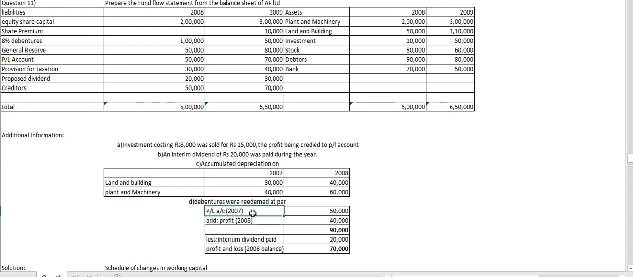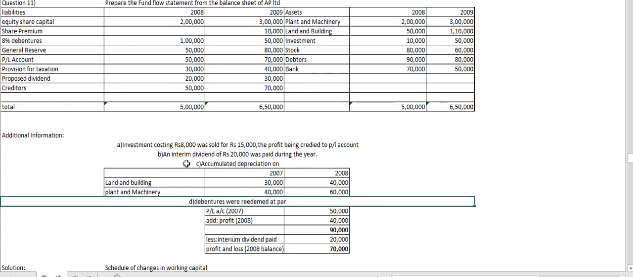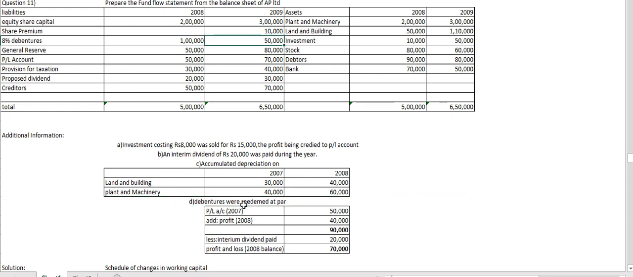They have given the profit and loss account, which is 50,000. You add your profit for the current year, which is 40,000. You get the total balance to be 90,000, less interim dividend paid, which is 20,000. Your profit and loss for the year after payment of dividend is 70,000. So which is balancing here with your profit and loss account 50,000 and 17,000. Debentures were redeemed at par, so 50,000 amount of debentures is redeemed at 50,000.